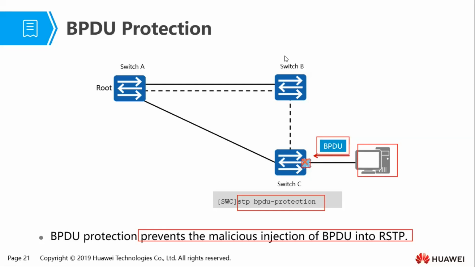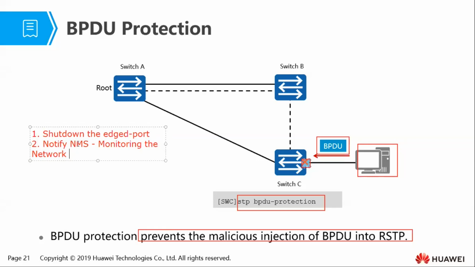So it will do 2 things. You receive a bogus BPDU: number 1, shut down the edge port. Number 2, notify the network management system. You'll have a network management system for monitoring the network as a network engineer. So it will notify you that someone is trying to attack your network by sending bogus BPDUs at interface G0/0/3.